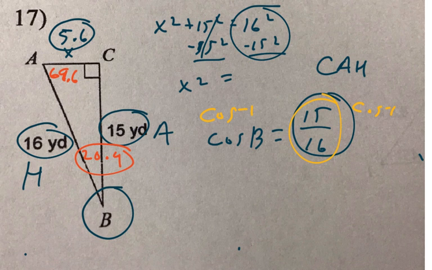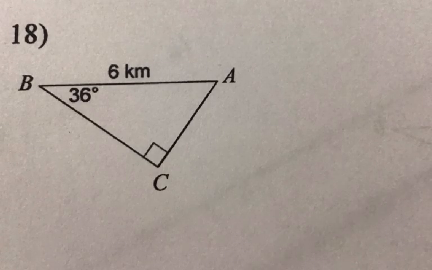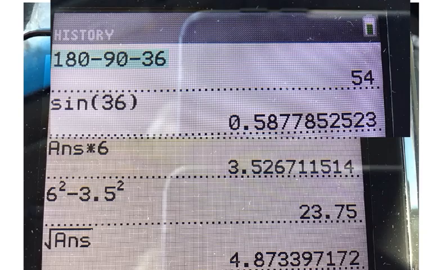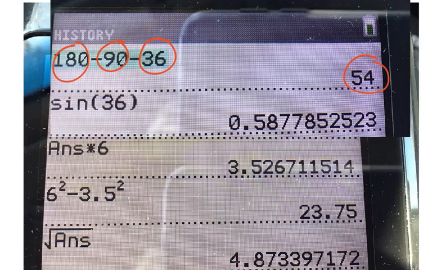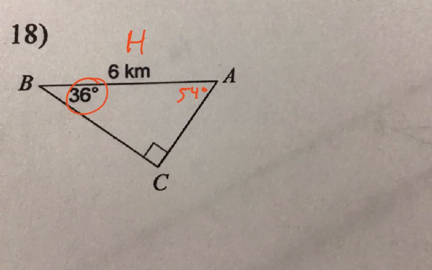Let's do another one. Here we go. Oh, we know the angle. Good. 180 minus 90 minus that 36, 54 degrees. Okay. Notice we know the hypotenuse already, ladies and gents. And just to be a little different, I decided to find this missing side. Let's call it x. And just to be a little different, I decided I want to do sine.